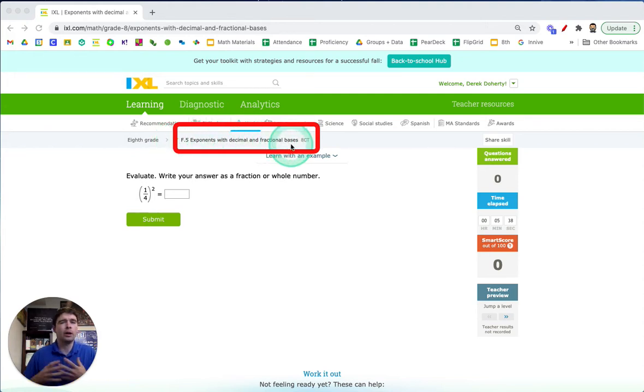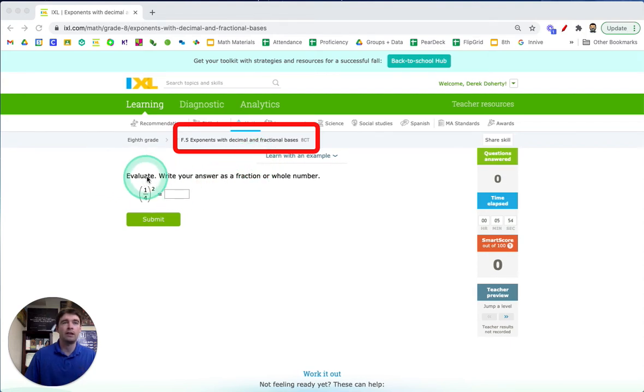And by this point you understand an exponent, the positive ones at least, means to multiply the base a bunch of times. But the challenge for F.5 is your base won't be a whole number anymore. It's going to be either a fraction or a decimal. So we need to remember how to multiply with our fractions or with our decimals.